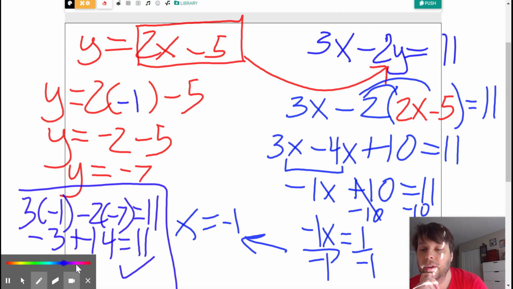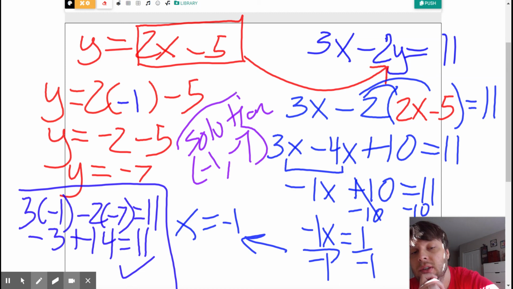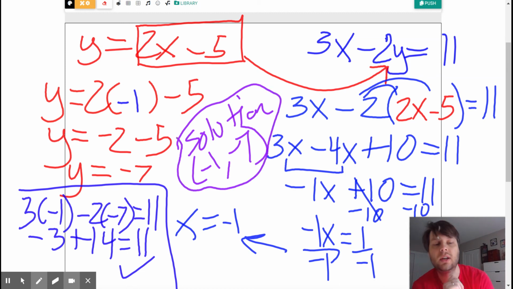So what do I know? I'll write it in purple. Our solution is the x and the y that makes both sides of both equations equal. And that is substitution for you.